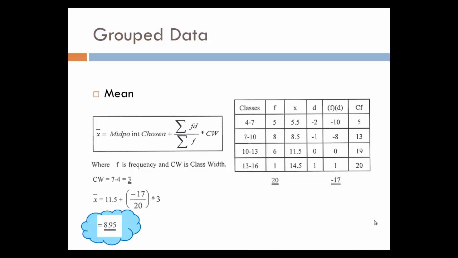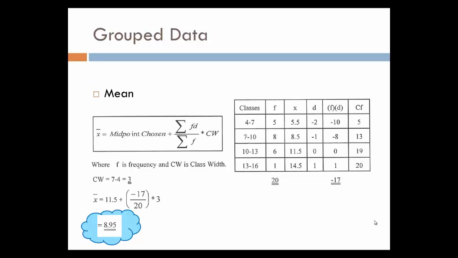So you know that between 4 and 7 we have 5 persons there. Between 7 to 10 we have 8 persons. Between 10 and 13 we have 6 persons. Between 13 and 16 we have 1 person. And on the whole we have 20 persons. So when given something like this, the first thing you want is an easy way.